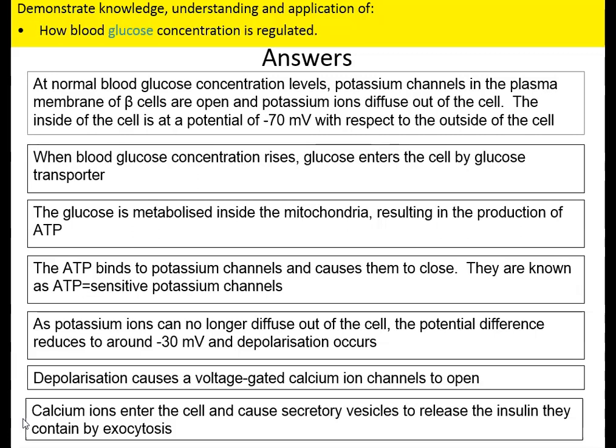That ATP binds to those potassium channels and causes them to close. Remember, they are referred to as ATP-sensitive potassium channels. As the potassium ions can no longer pass out of the cell, the potential difference changes to around minus 30 millivolts and depolarization occurs. That depolarization causes voltage-gated calcium channels to open, and therefore calcium ions enter the cell and cause those secretory vesicles to release the insulin by exocytosis.